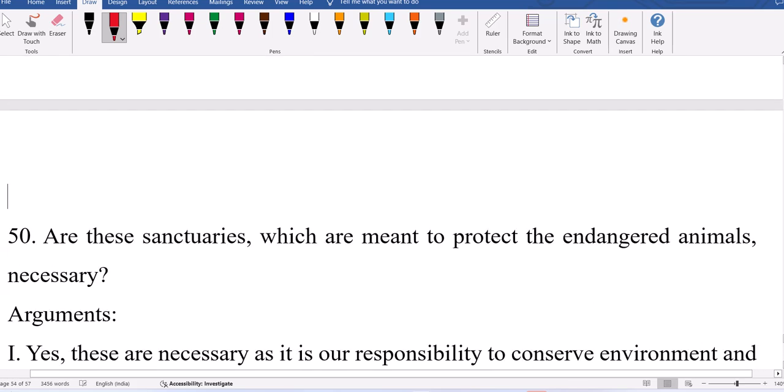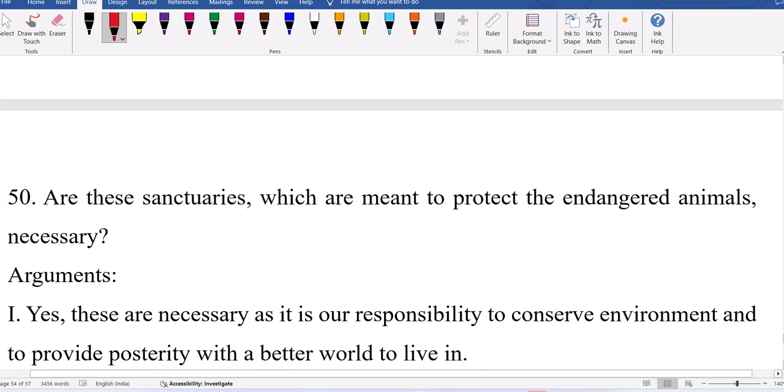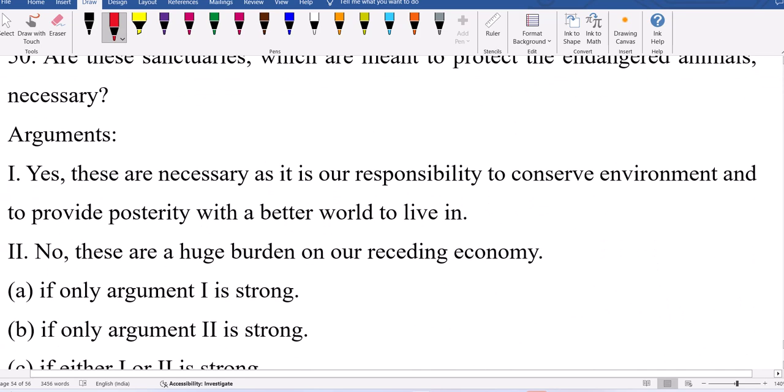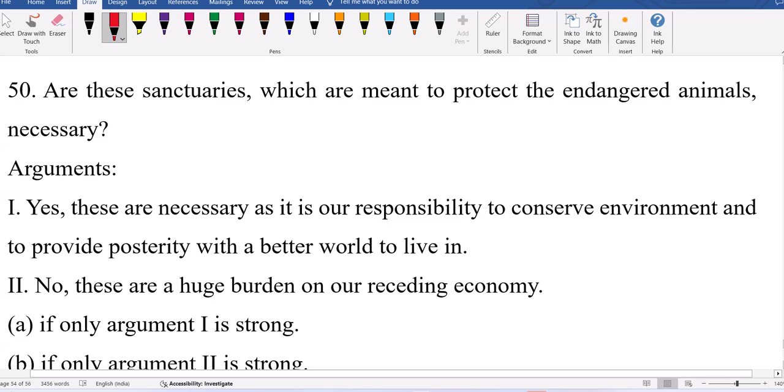Again, arguments, statements and arguments. An argument with a reason, yes or no is fine, both are okay. Are the sanctuaries which are meant to protect the endangered animals necessary? Yes, these are necessary as it is our responsibility to conserve the environment and provide a better world to live in. Yeah, we need those sanctuaries so that they protect them. Correct. Second one, no, these are a huge burden on our residing economy.